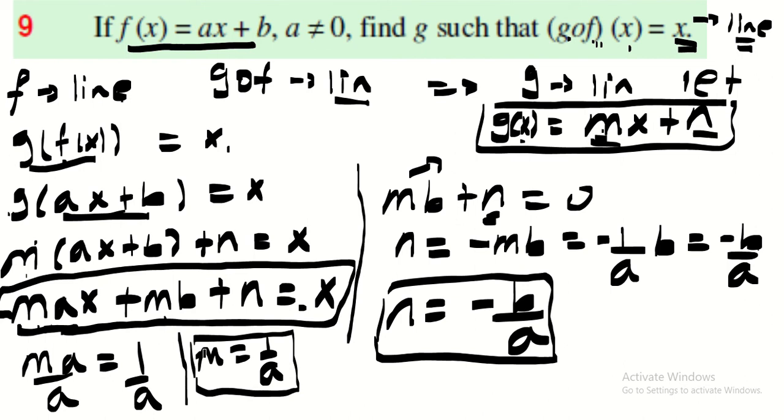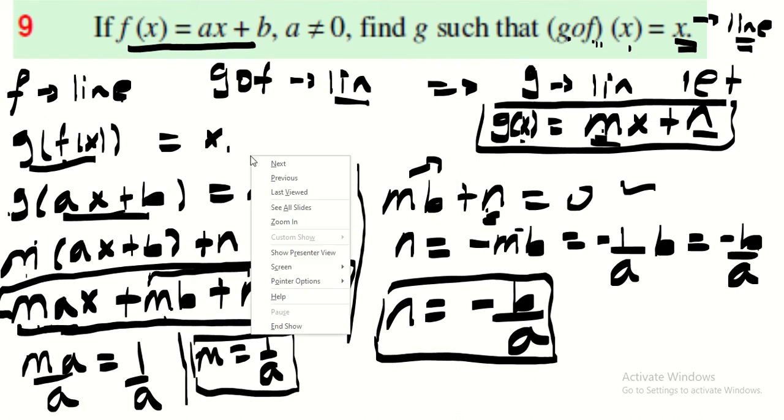The other one, the constant term: on the left side it is mb plus n. This whole thing is the constant term. What about the right side? There is no constant, which means it is 0. That's why I make it equal to 0. Then to get n, I shift mb to the other side, so it will be negative mb. But what's m? 1 over a. So 1 over a times b means negative b over a. So we got m as 1 over a, and n as negative b over a.